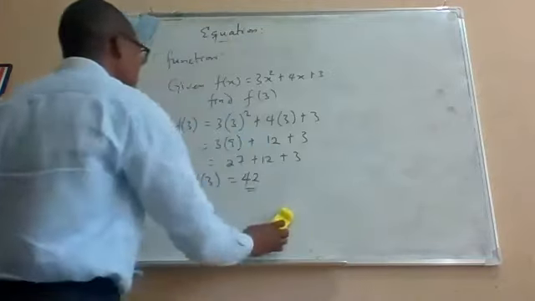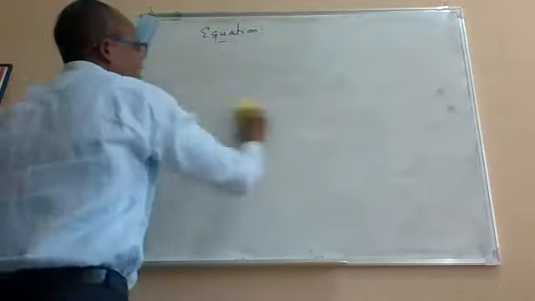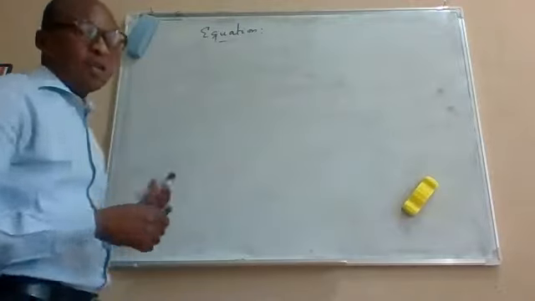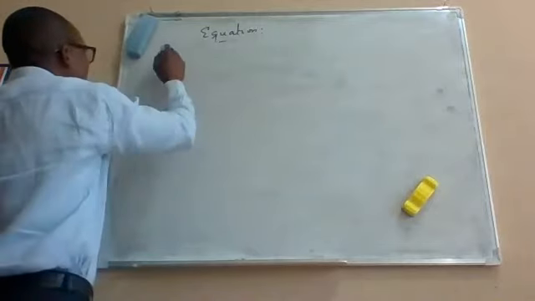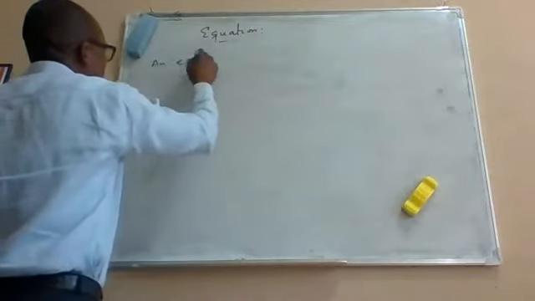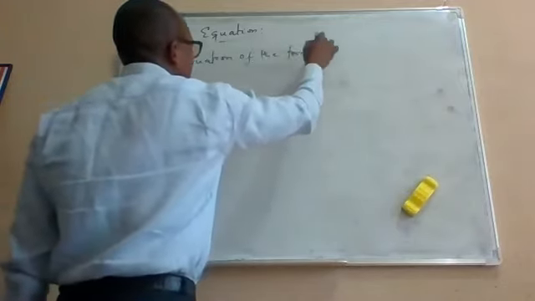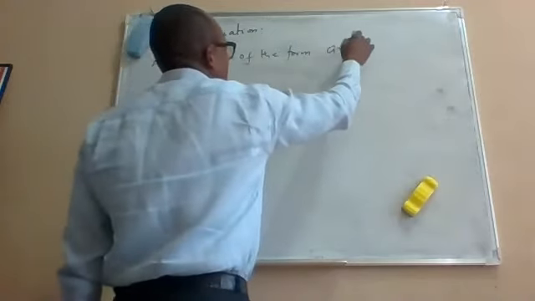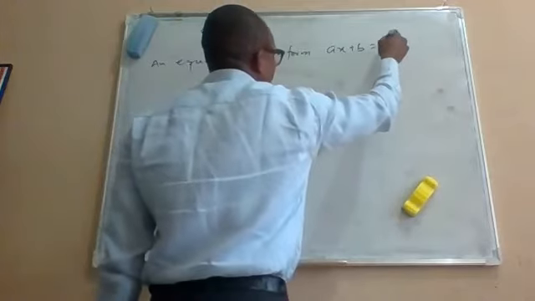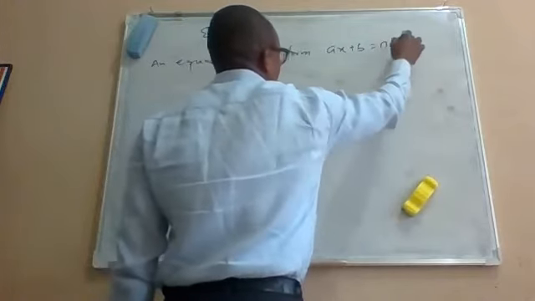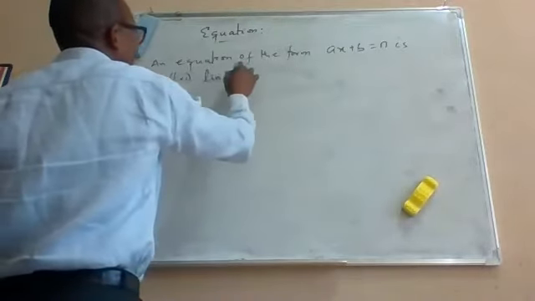So, let's now go to equation. Now that you have an understanding of what a function is, firstly, I'll be talking about linear equation. An equation of the form AS plus B equal to, let's say, 0, is called a linear equation.